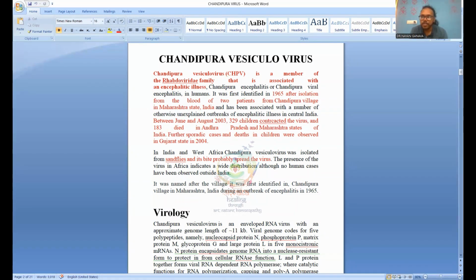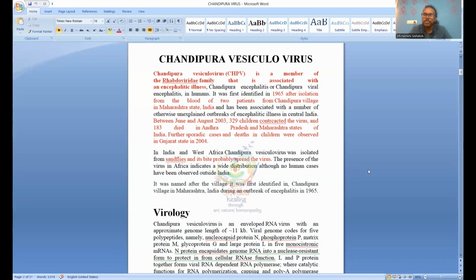So if we see further, Chandipura vesiculovirus is a member of the Rhabdoviridae family that is associated with encephalitic illness. What is encephalitis? It is inflammation of the encephalon, the brain. Okay. Chandipura encephalitis, or Chandipura viral encephalitis, in humans.